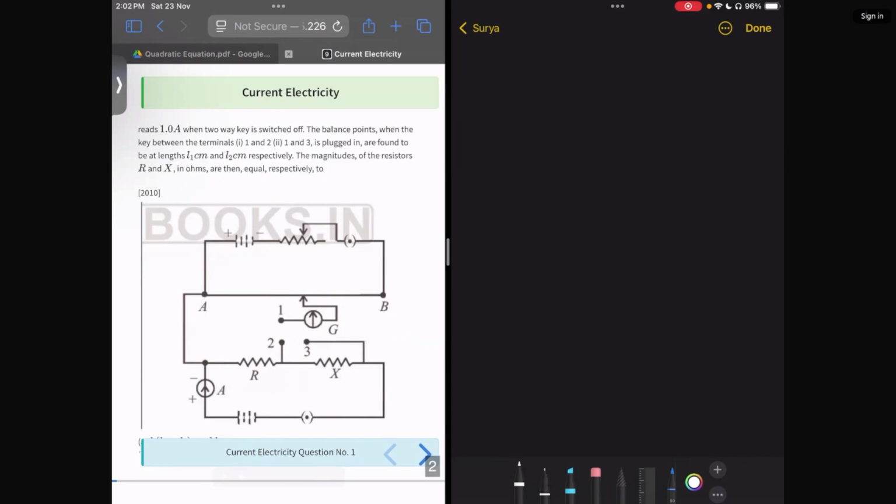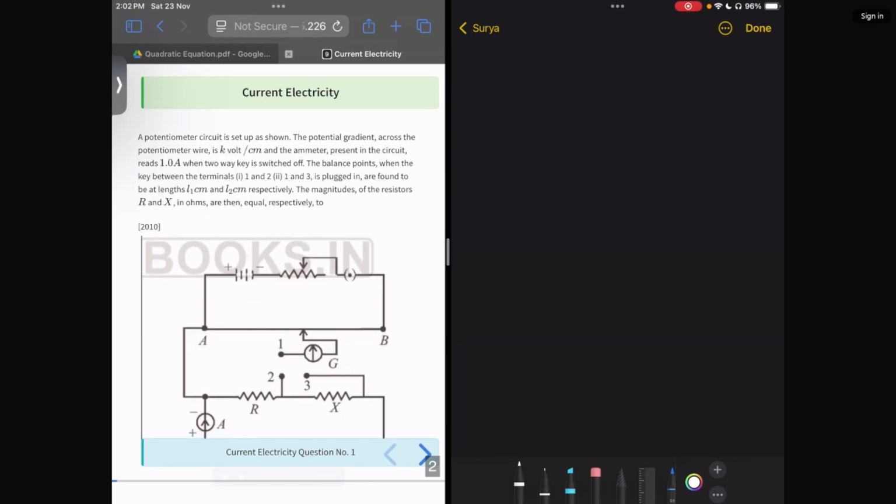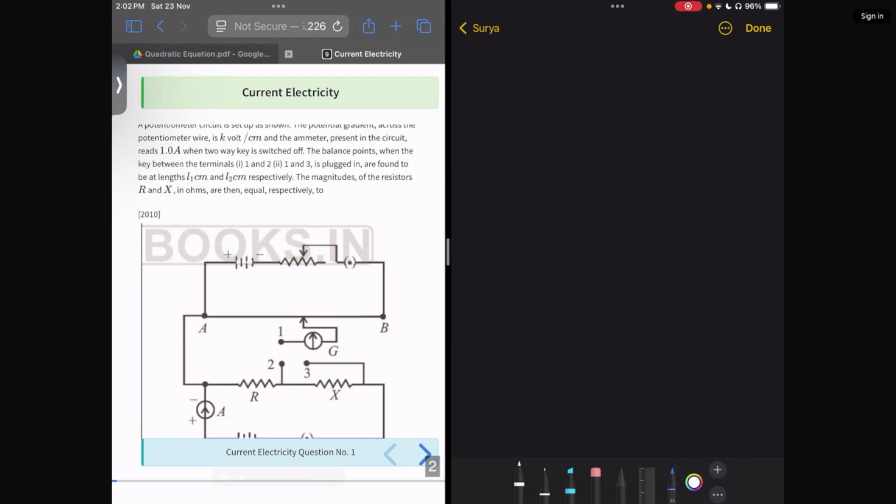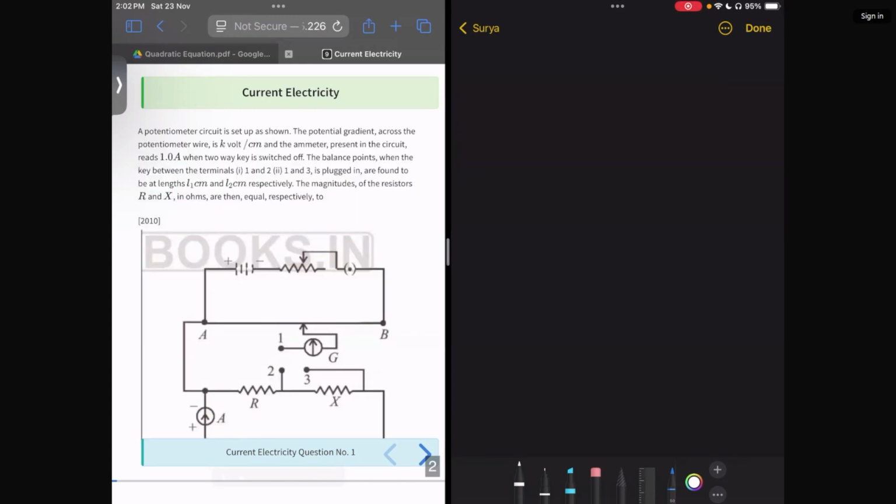This is a potentiometer as shown in the figure. A potentiometer is usually used for finding the resistance and the ammeter present in the circuit. The potential gradient across the potentiometer is given as k volt per centimeter. The ammeter present in the circuit reads 1 ampere when the two-way key is switched off as shown in the figure.